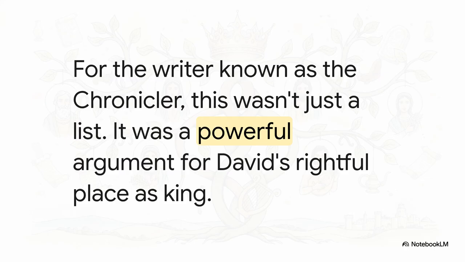And that is exactly what's going on here. The author we call the chronicler isn't just listing facts for a census. Nope, they are making a powerful political statement. This family tree is a full-blown argument, a case being built piece by piece, all to prove one central idea. David is the rightful, chosen king, and his family line is the absolute heart of the nation's story.